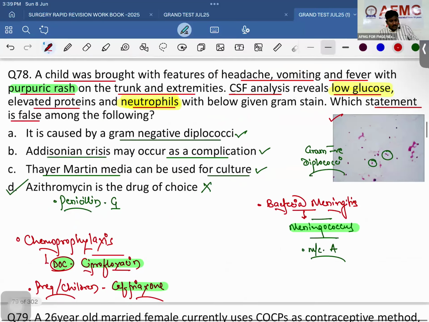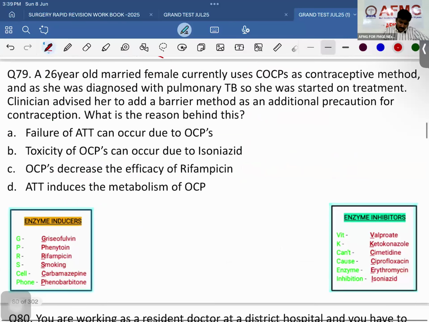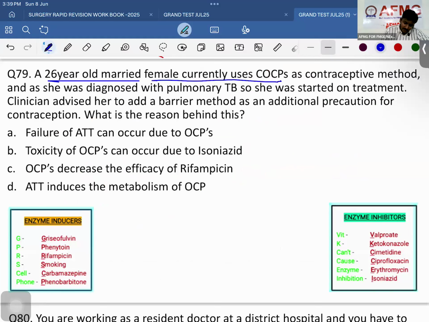Chalo. Question number 79. We have a 26-year-old female, beta, currently using COCPs, that is combined oral contraceptive pills, as a contraceptive method, and she was diagnosed with pulmonary tuberculosis. So she was started on treatment. The clinician has advised her, beta, to add a barrier method as an additional precautionary measure for contraception. What is the reason behind this?